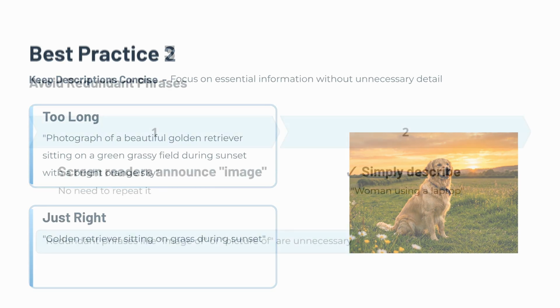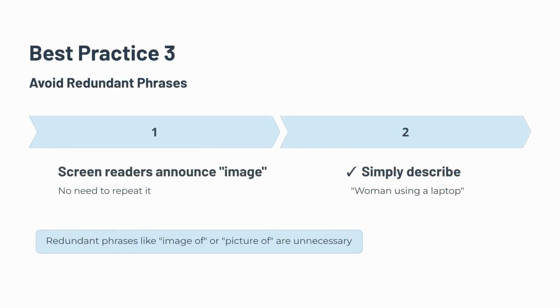Another important practice is to avoid redundant phrases, such as "image of" or "picture of." Screen readers already announce that the element is an image, so repeating this information is unnecessary. For example, instead of writing "image of a woman using a laptop," you can simply write "woman using a laptop."